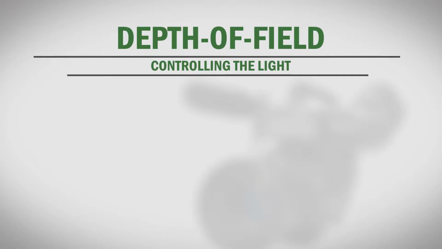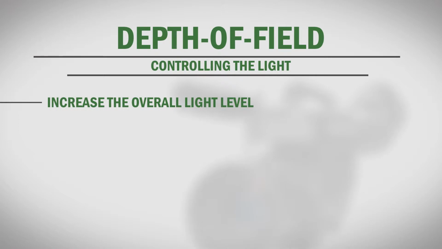Now let's take a look at the opposite situation, where we want deep depth of field. We can use lighting and ISO or gain to accomplish this. We want a deeper depth of field in this shot, but there isn't enough light coming in to shoot at a higher f-stop. So we've got two options. We can either increase the overall light level in the scene or boost the ISO or gain.